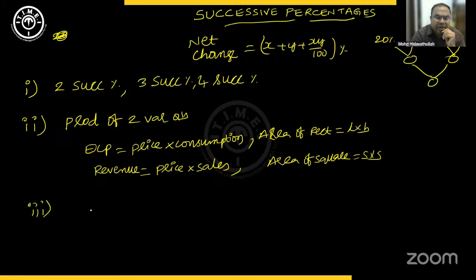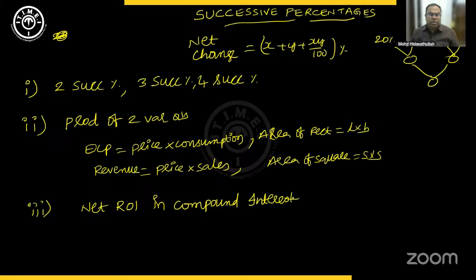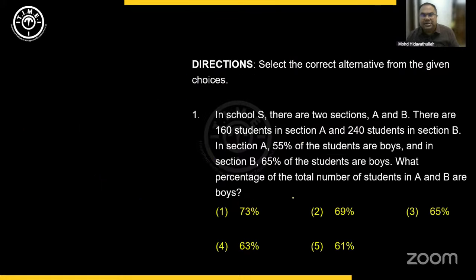Third one, we can also use this formula to find net rate of interest. ROI is rate of interest in compound interest. Again, compound interest is your successive percentage, so it has to be net rate of interest in compound interest. So this is a very, very powerful formula, useful in many places. Applications are many. Now let's start trying few questions based on these percentages.